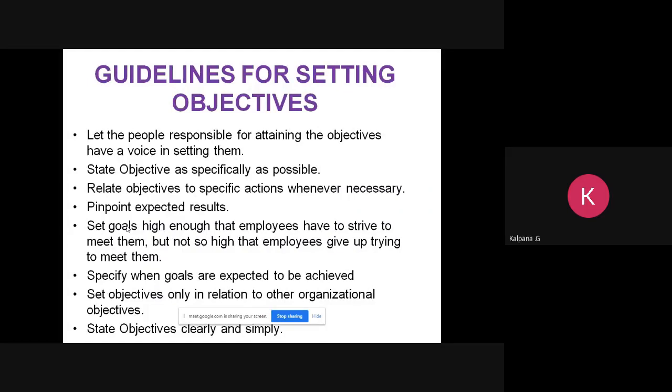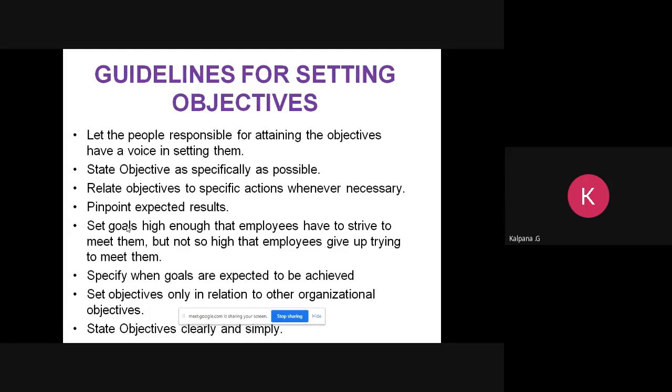Guidelines for setting objectives. What are the points to be considered while setting or framing the objectives? When you look at the first point in the slide, it is: let the people responsible for attaining the objectives have a voice in setting them. Which means they are talking about the employees who are involved. It is not just the top level managers who should be involved in setting the objectives. The choice should also be given to the lower level managers and the middle level managers who are actually working in achieving or attaining these objectives. So that is the first point.